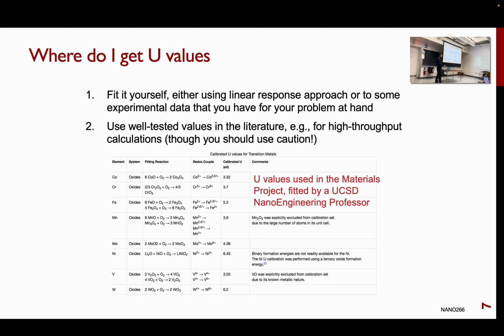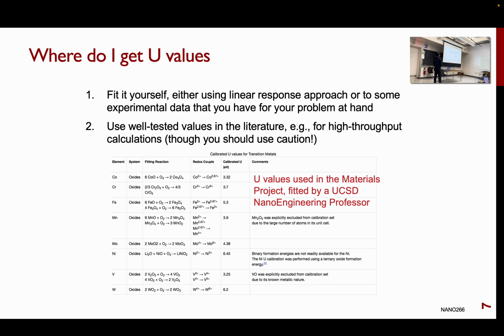More typically, while this is obviously a much more rigorous way of getting a U value, most people actually do fit U values by fitting to experimental data, okay? So for example, if you are mostly interested in the electronic structure properties of the material, and you're just interested in, for example, getting the band gap right for your solar material or whatever material you're interested in, then what you will do is that you will fit the U value such that you actually get the correct band gap for your material.